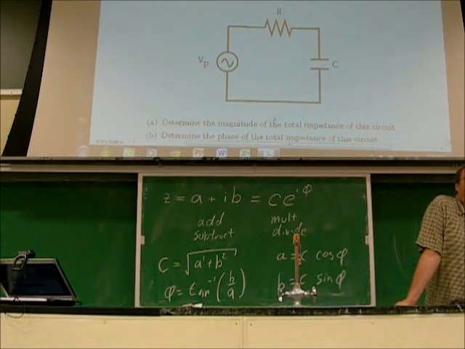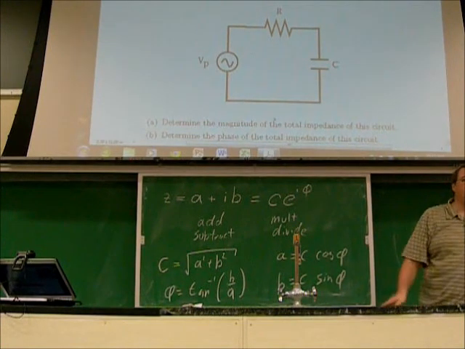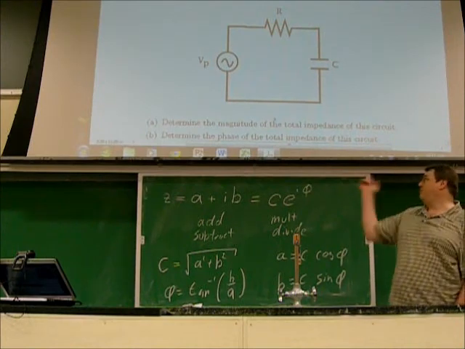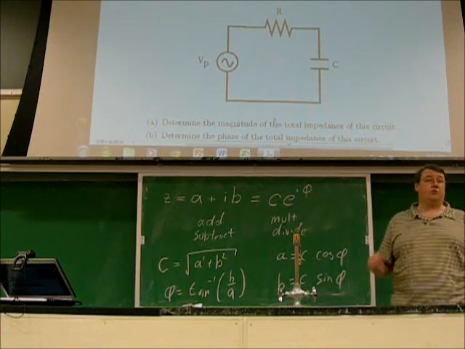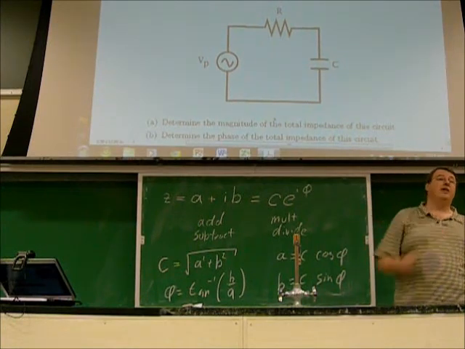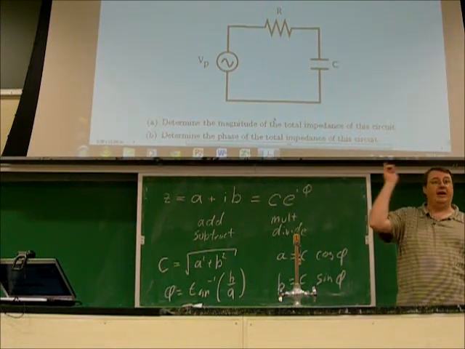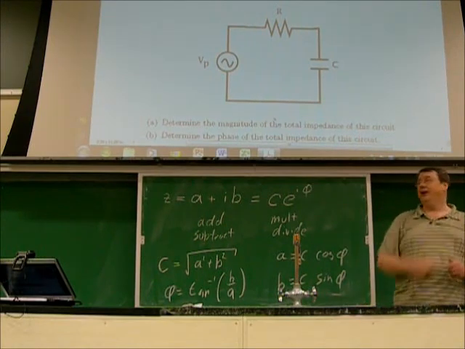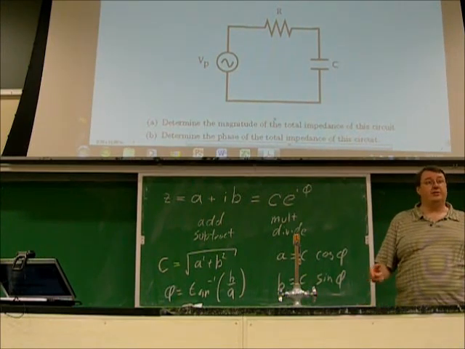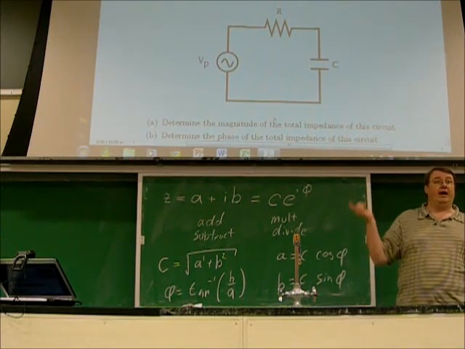But every quantity in an AC circuit goes up and down. The voltage that you apply, up and down. The voltage that appears across the resistor, up and down. The current, up and down. Actually, for the current, you might even want to say back and forth. And the voltage on the capacitor, up and down.